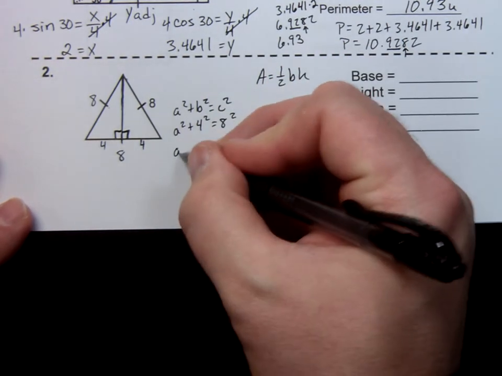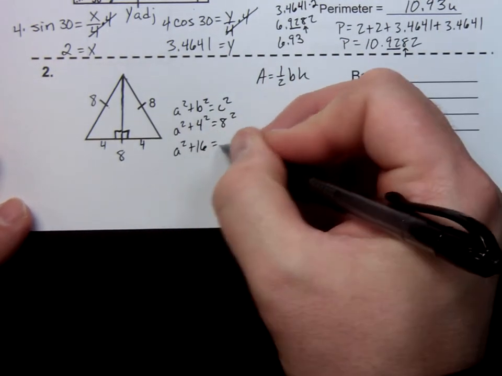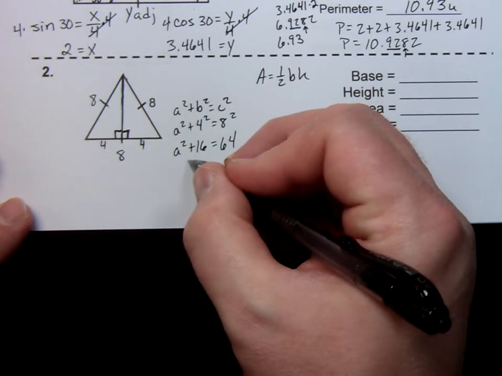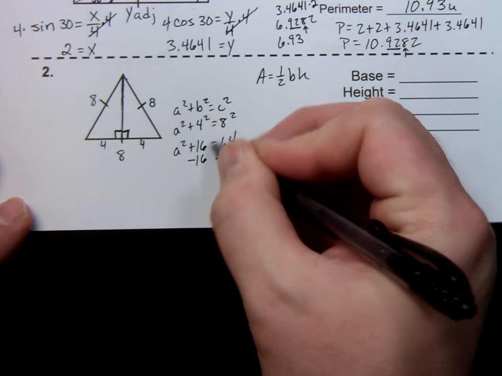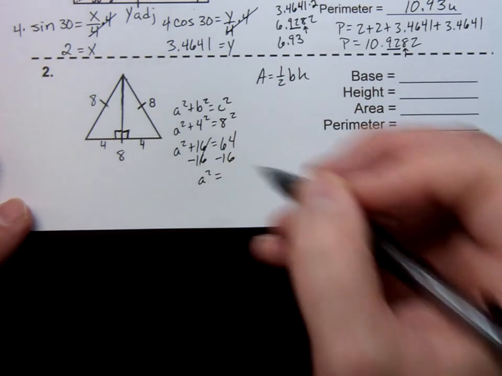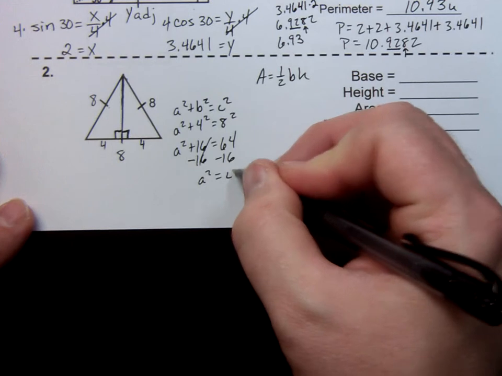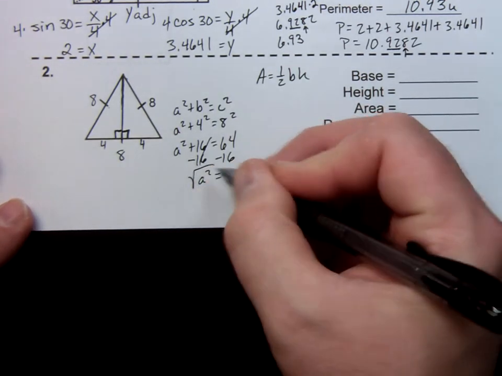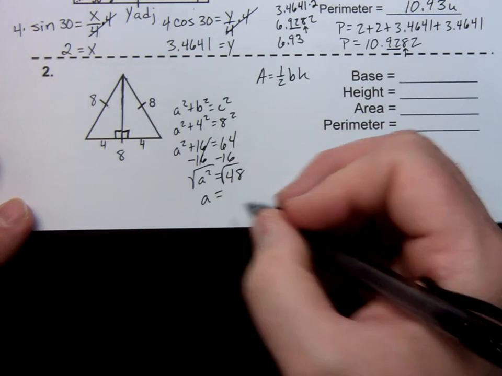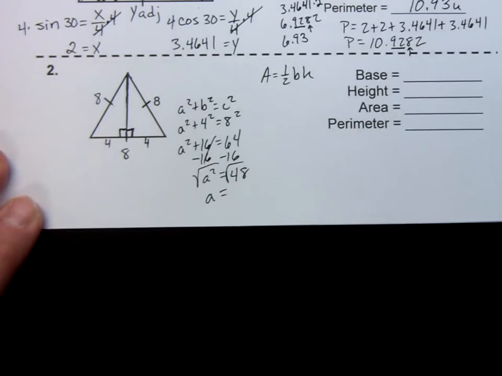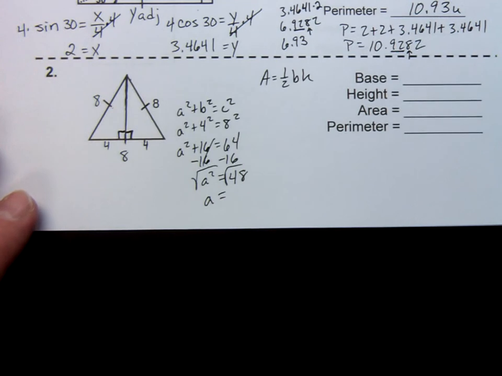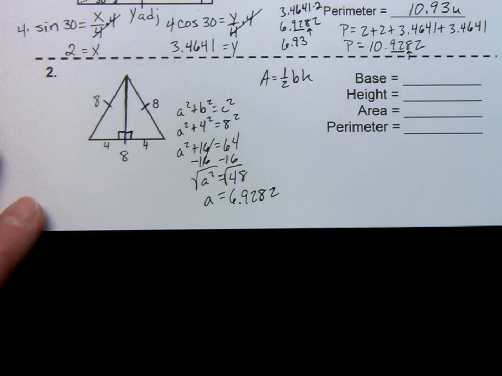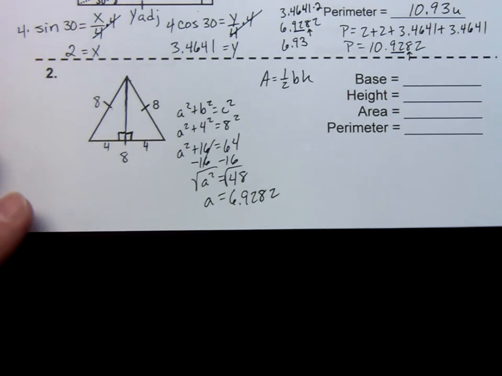So 4 squared is 16. 8 squared is 64. We want to solve for A, so I want to get it by itself. I'm going to subtract off this 16. 64 minus 16 is 48. And then we got to get rid of this squared, so we do the square root. And the square root of 48 is 6.9282, and so on. This is an irrational number, so we got to round somewhere.